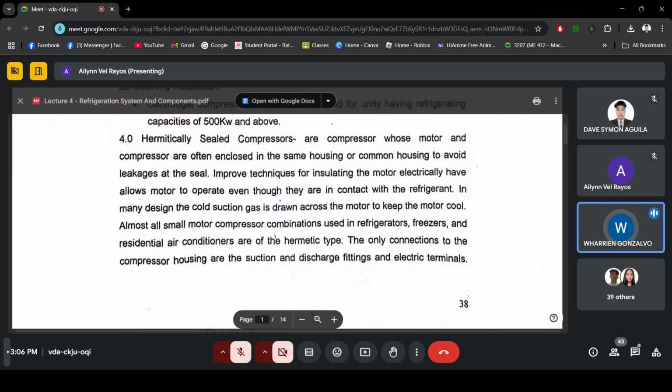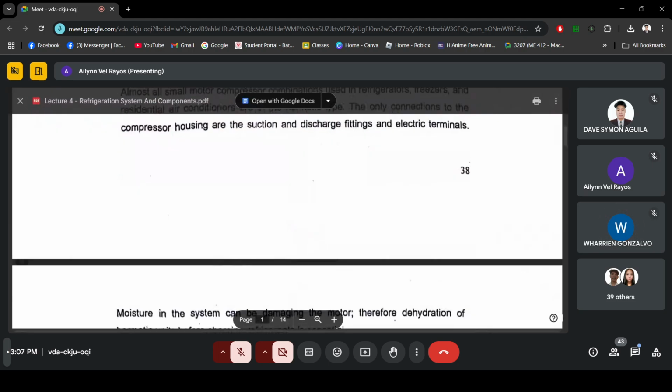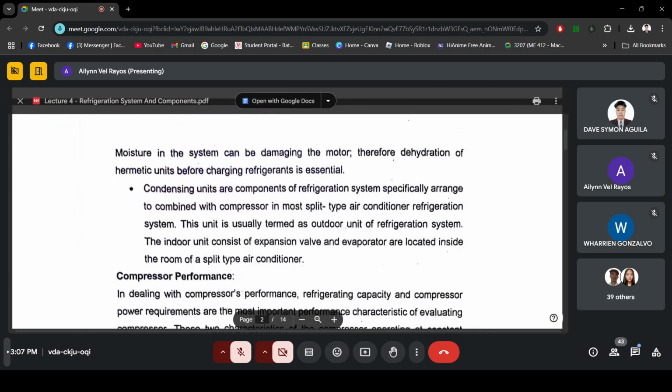gas is drawn across the motor to keep the motor cool. Almost all small motor compressor combinations used in refrigerators, freezers, and residential air conditioners are of hermetic type. The only connections to the compressor housing are the suction and discharge fittings and electric terminals. Moisture in the system can damage the motor. Therefore, dehydration of hermetic units before charging refrigerant is essential.